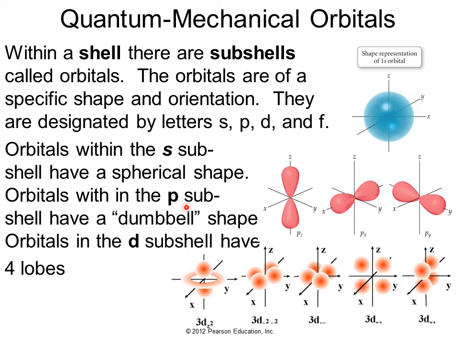Orbitals in a p subshell have a dumbbell shape, and they can be oriented in 3 different ways. So we have 3 p orbitals, one in the z direction, one in the x direction, and one in the y direction. And orbitals in a d subshell generally have 4 lobes in different planes.